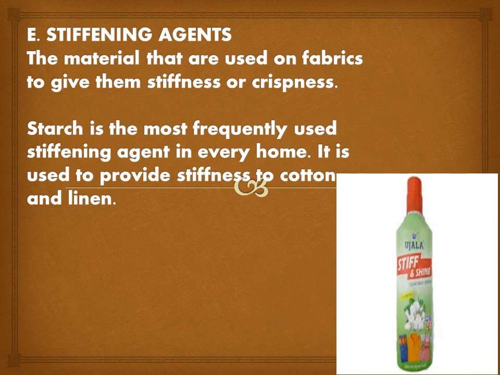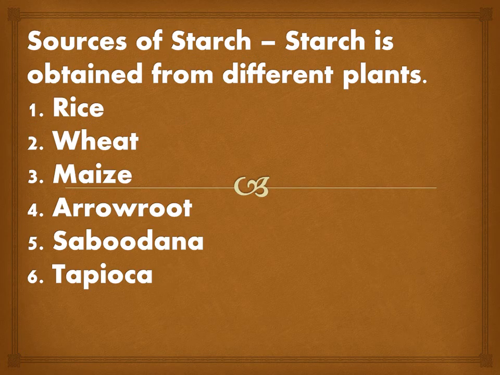Next comes stiffening agents. The materials that are used on fabrics to give them stiffness or crispness are called stiffening agents. Starch is the most frequently used stiffening agent in every home. It is used to provide stiffness to cotton and linen. What are the sources of starch? Starch is obtained from different plants: rice, wheat, maize, arrowroot, sabudana, tapioca. Now at homes, what do we do? We drain the rice water and use it for stiffening our clothes.